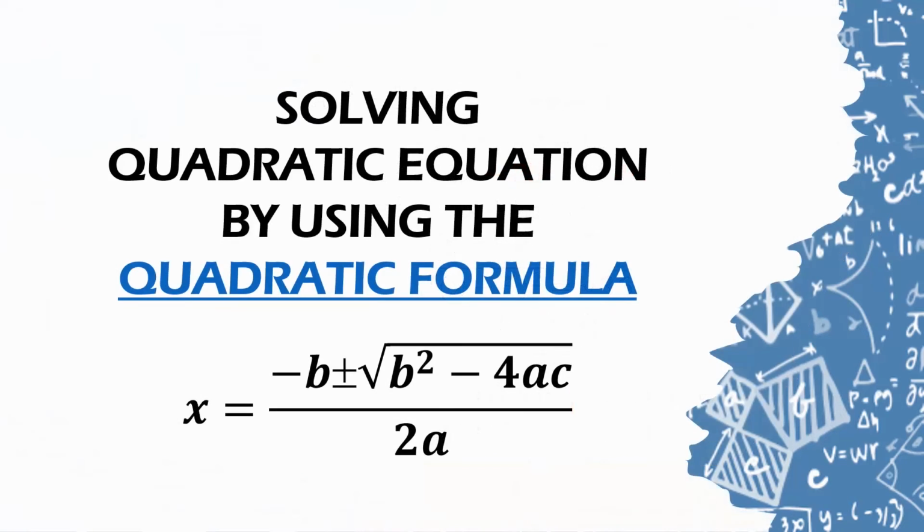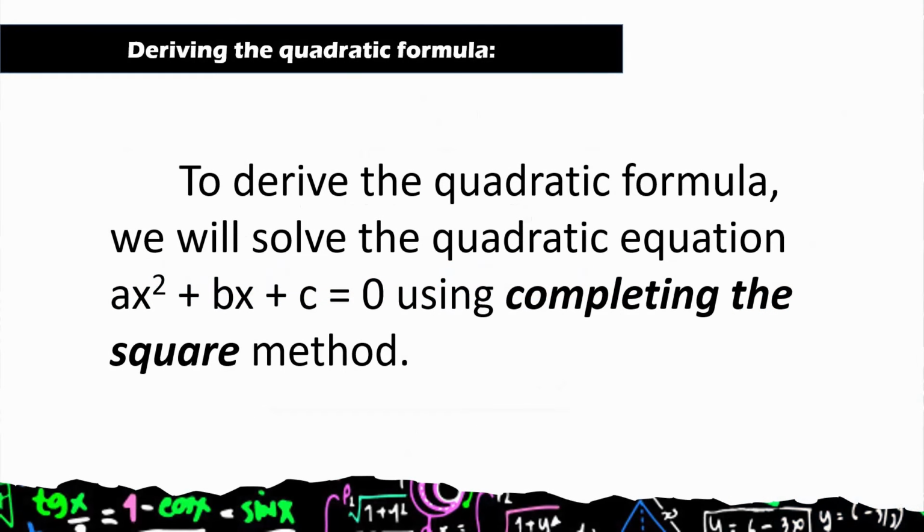We are now on the last method of solving quadratic equations, by using the quadratic formula. Let us first determine the derivation of the quadratic formula. Now, to derive the quadratic formula, we will solve the quadratic equation ax squared plus bx plus c equals 0 using the completing the square method.